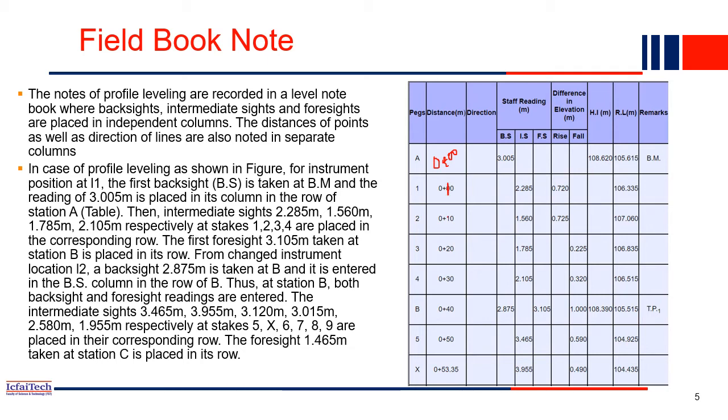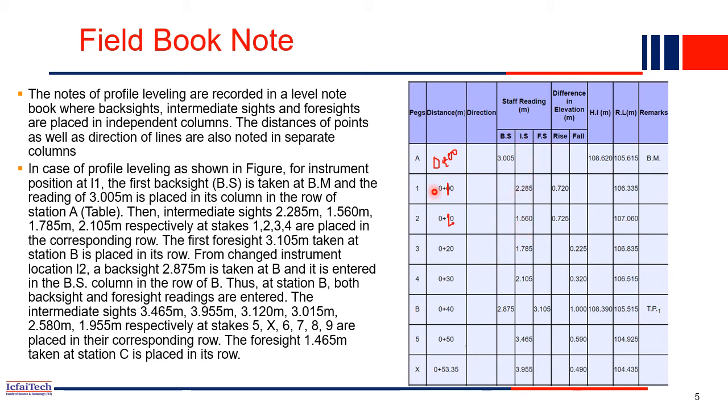So second station 0 plus 20, like that it continues. Okay, so the first station always we take the back side, is not it? And then all the station 1, station 2, station 3, these are all intermediate sites. So here one additional column is added, that is IS. If you recall, last class we had only two columns, one is backside BS and the foresight FS. Now we have the intermediate sight also, IS.